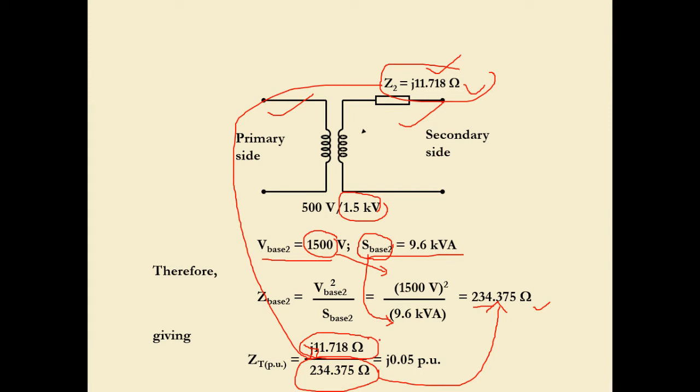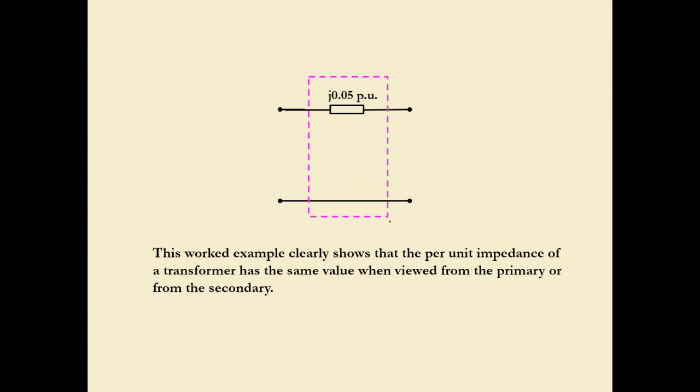Okay, so this is actual, this is base 2. So this is equal to 0, J 0.05 PU. Okay. So this is how it looks when you draw the equivalent PU circuit. So this worked example clearly shows that the per unit impedance of the transformer has the same value. See? Same value when viewed from the primary or referred from the primary or secondary.